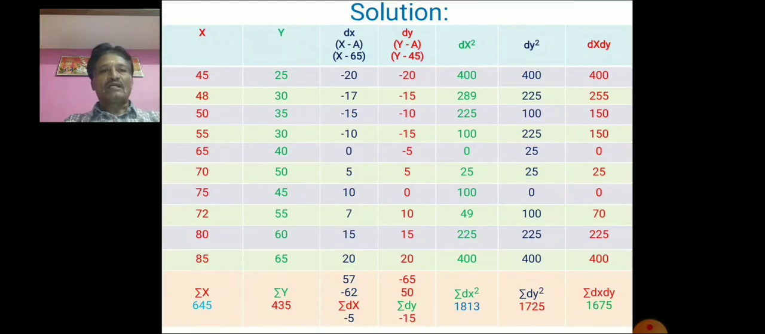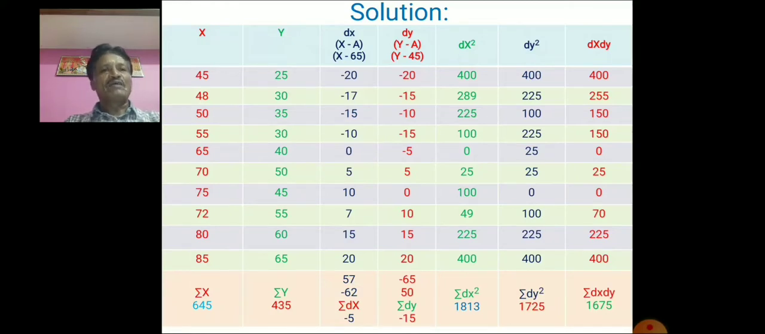After calculating the dx values, we have to take all the positive values total separately, and all the negative values total separately. Here the positive total is equal to 57 and the negative total is equal to minus 62. The negative total is greater compared to the positive, so you put a minus sign, and the difference between 62 and 57 is 5. So sigma dx equal to minus 5.